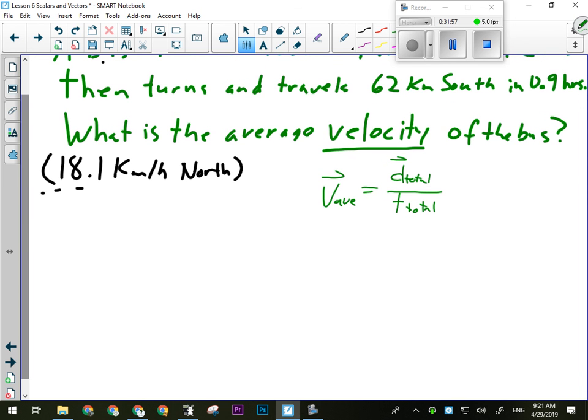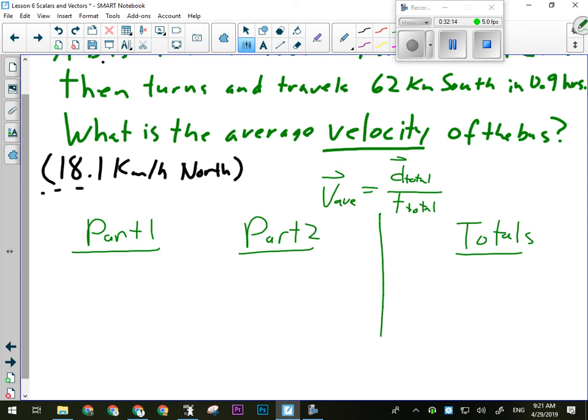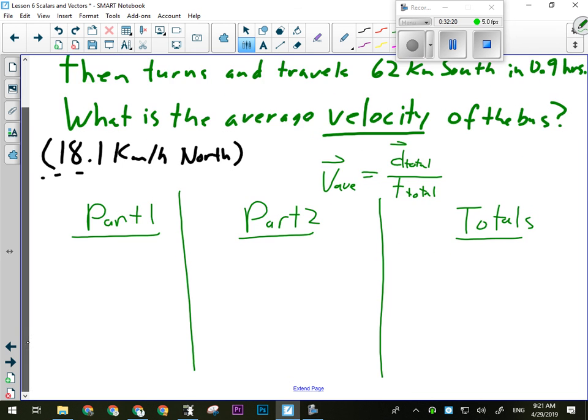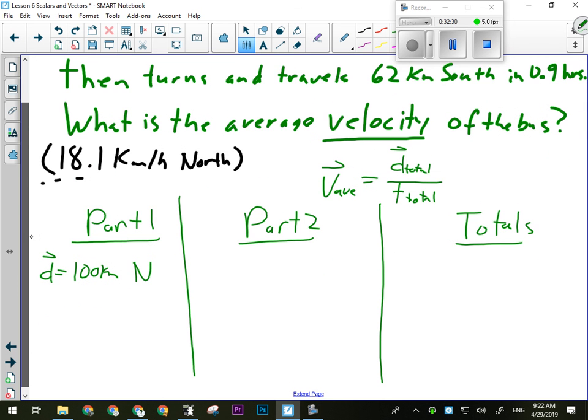So what I want to do is write down my givens according to what part of the trip they happen in. So I'm going to write down part 1, part 2, and then I'll have my totals. In the first part of the trip, the question says I go 100 kilometers north. So that is a displacement. And that takes 1.2 hours, it says.